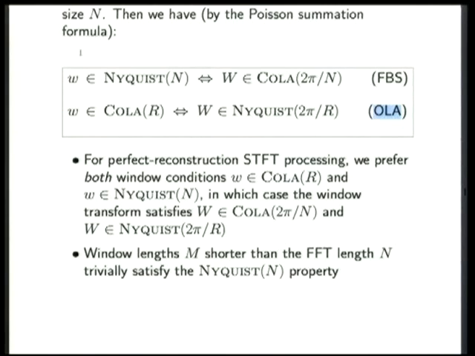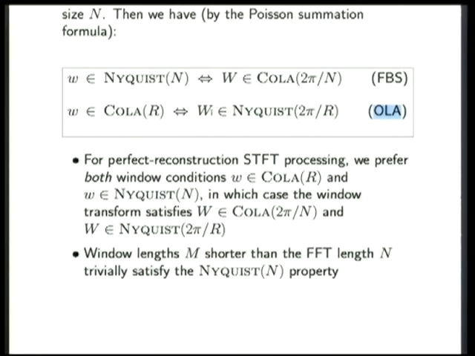So now the dual of this whole line here is this line. So the window being constant overlap add at a hop size of R corresponds to, in the frequency domain, the window transform being Nyquist of 2 pi over R. So zero crossings at non-zero multiples of 2 pi over R. So that is the overlap add case. And these are if and only if relations.